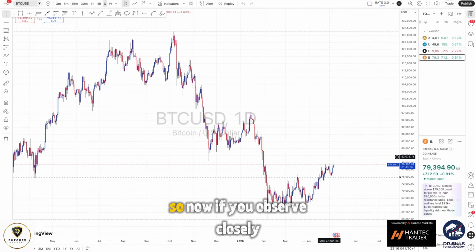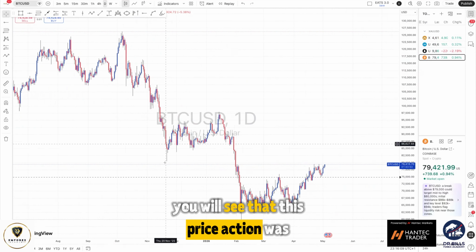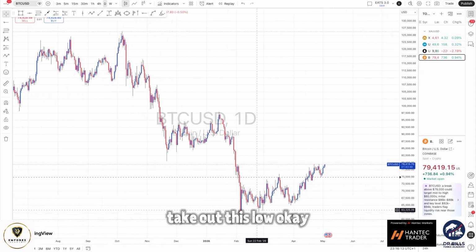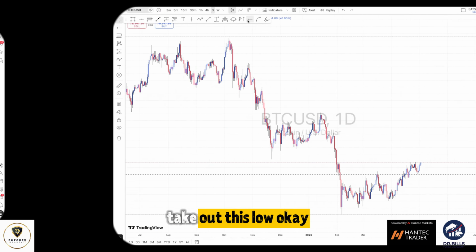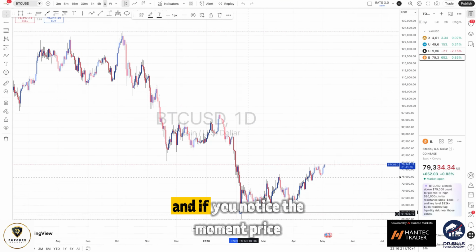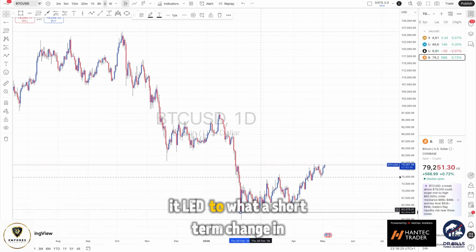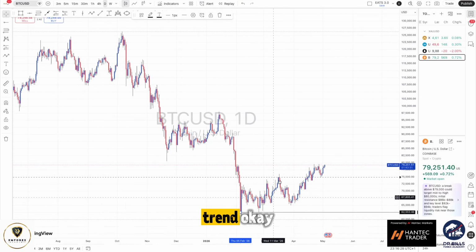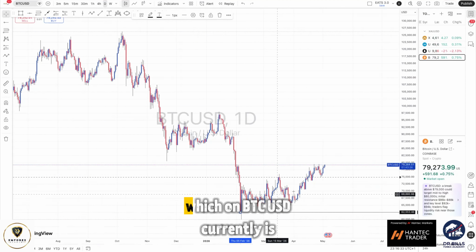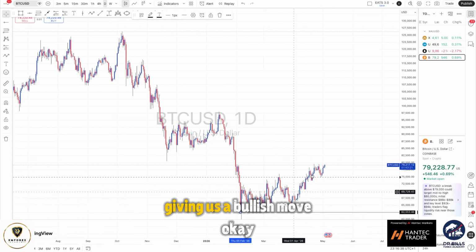Now if you observe closely, you will see that this price action was a downtrend. What happened here? Price failed to take out this low. And if you notice, the moment price failed to take out the low, it led to a short-term change in trend. So we had price start giving us a higher highs and higher lows scenario, which on BTC USD currently is giving us a bullish move.